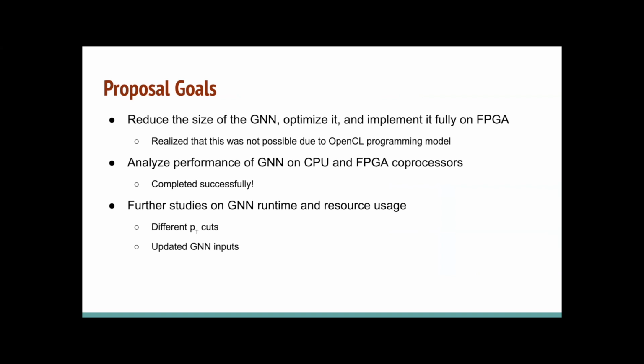So my first proposal goal was to reduce the size of the GNN, optimize it, and implement it fully on FPGA. But we realized that this part was not possible due to the OpenCL programming model. And my second proposal goal was to analyze the performance of the GNN on CPU and FPGA coprocessors, which I did successfully. Further studies could be done with the GNN runtime and resource usage using different PT cuts and updated GNN inputs.